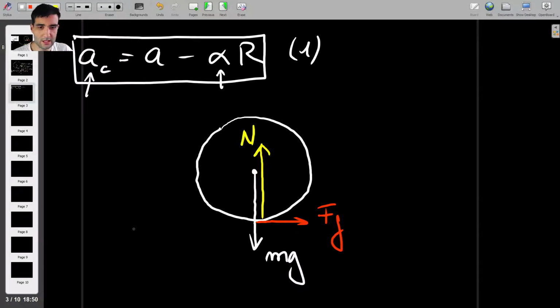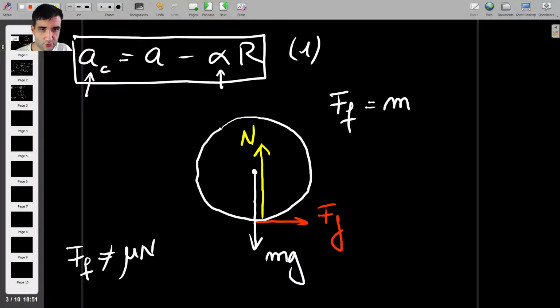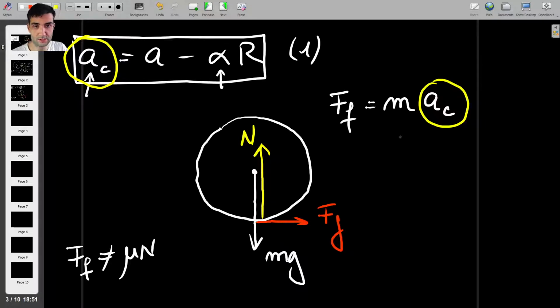Okay? By the way, one important thing to note is that in this case, friction is not equal to mu times m because this is not kinetic friction. Okay, there's no slipping between the two surfaces. So how can we use that? First of all, we're going to write Newton's second law for translation, which is simply Ff is equal to the mass of the cylinder multiplied by the acceleration of the center of mass, which is exactly the same as the AC that we found previously in equation 1, right?